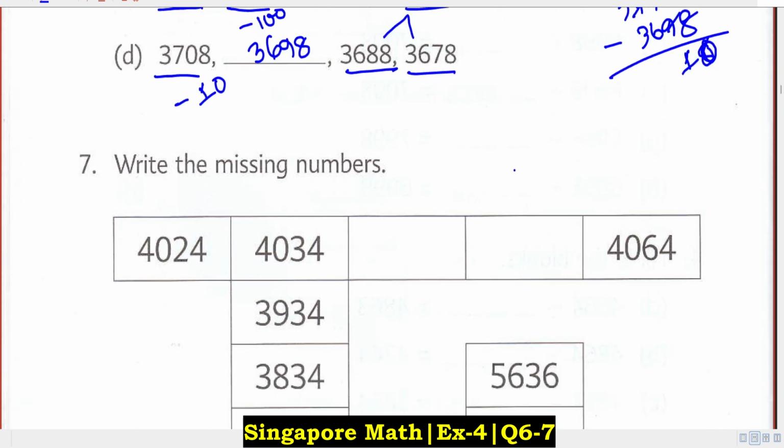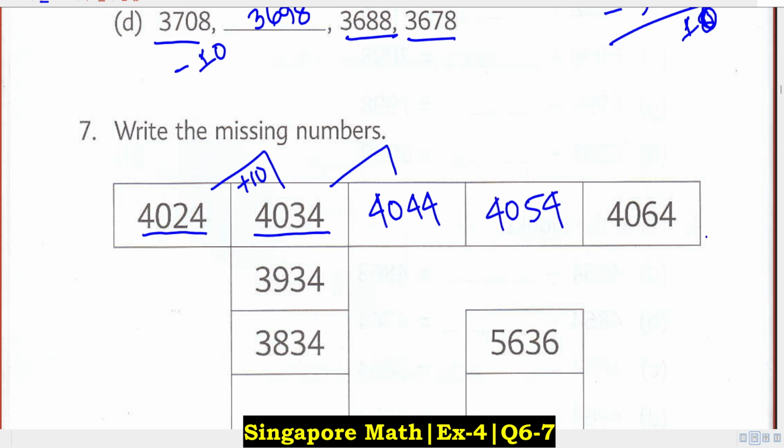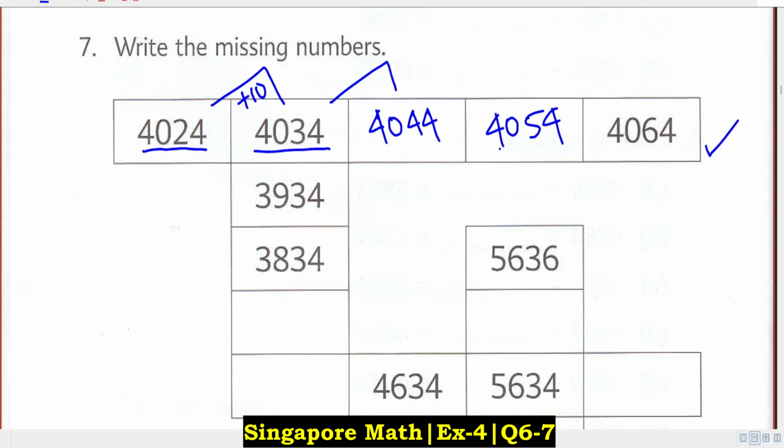Write the missing numbers. So here is 4024 and here is 4034. So it means add 10. So here should be 4044. Here will be 4054. And here is 4064. So this one, okay. Next, here 4034, 3934, 3834.